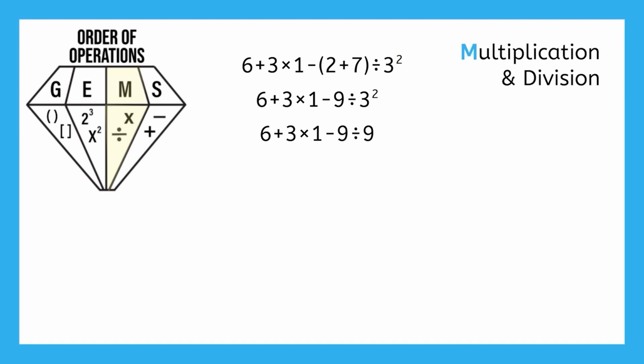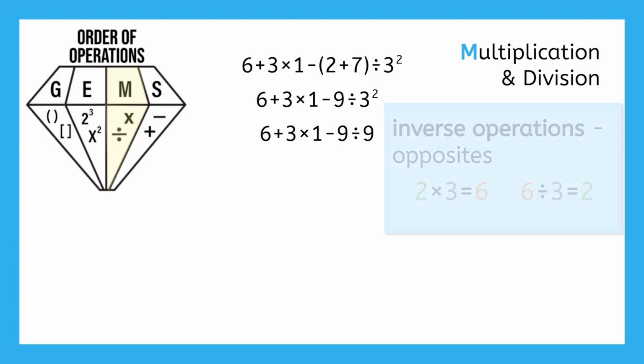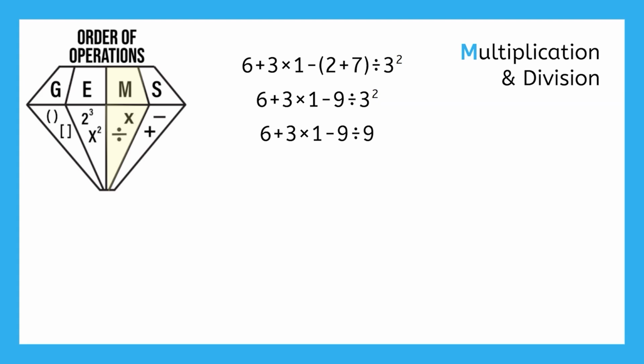Notice how multiplication and division are grouped into the same section of GEMS. That's because multiplication and division are inverse or opposite operations. For example, 2 times 3 equals 6, and 6 divided by 3 equals 2. Opposites. Multiplication and division are ranked equally in the order of operations, so we tackle them from left to right and solve whichever comes first.